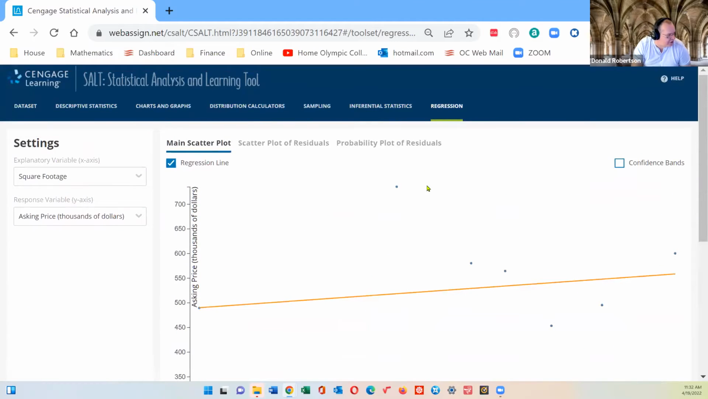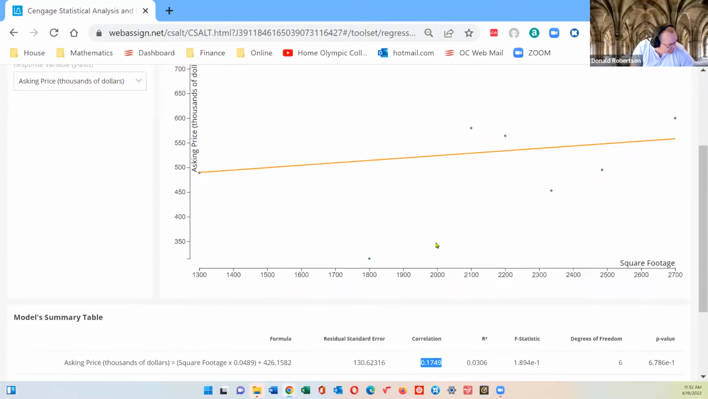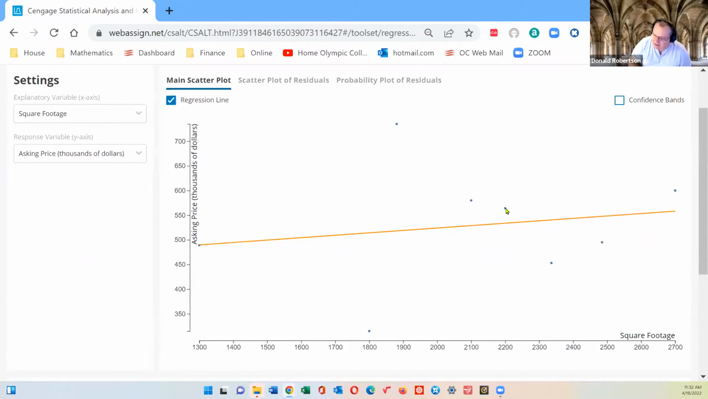Could it easily be 750,000? Do you see that dot that's almost on top of it? That's how bad my prediction could be, right? Now, if I wanted to improve this prediction, wouldn't I collect 200 houses from the area and get a lot more dots? And that would hopefully make the correlation coefficient bigger. In other words, a better fit to the data.